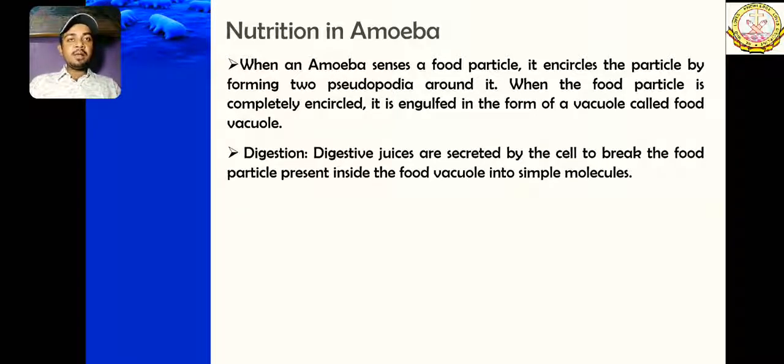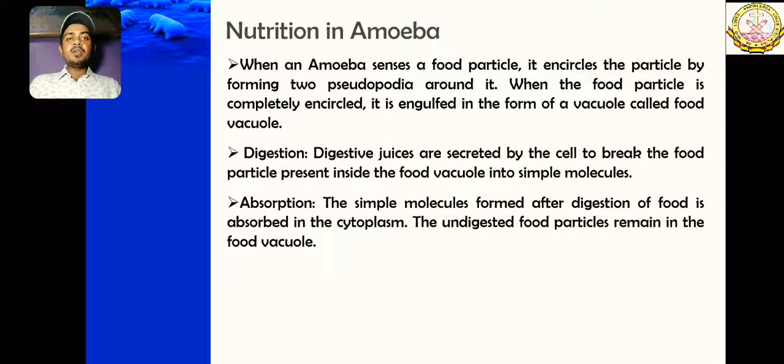How does digestion take place? Digestive juices are secreted by the cell to break the food particle present inside the food vacuole into simple molecules. Just like every organism does digestion, they secrete some juices on the food to break it down into simpler molecules for absorption. Same process is also done here. What is absorption? The simple molecules formed after digestion of food are absorbed by the cytoplasm. The undigested food particles remain in the food vacuole.